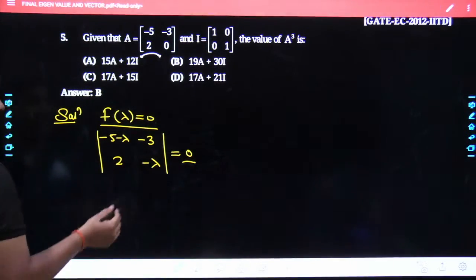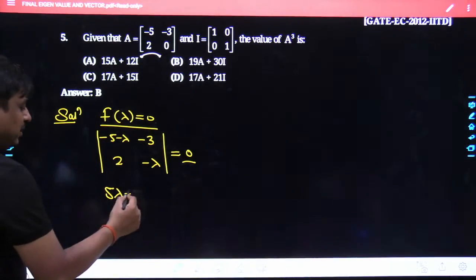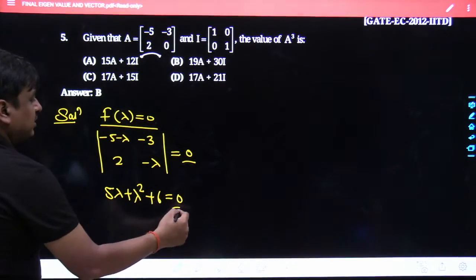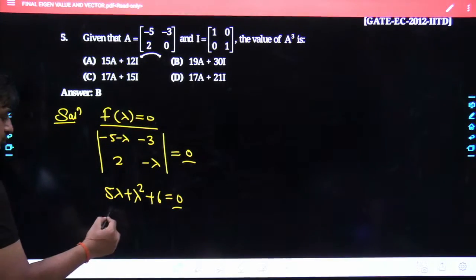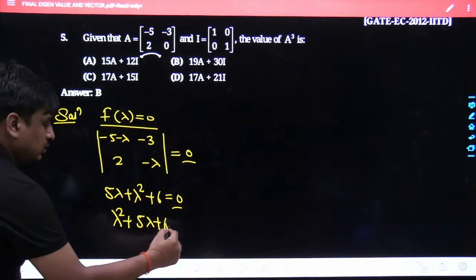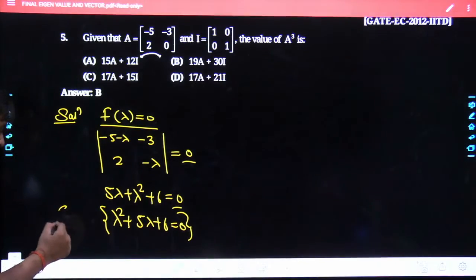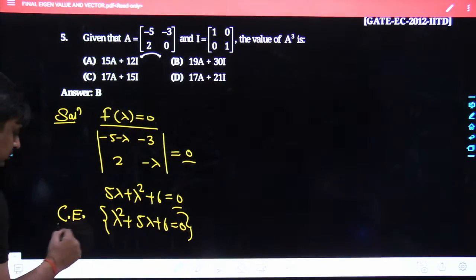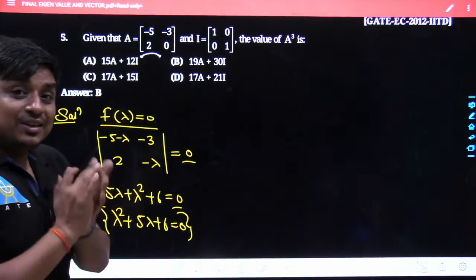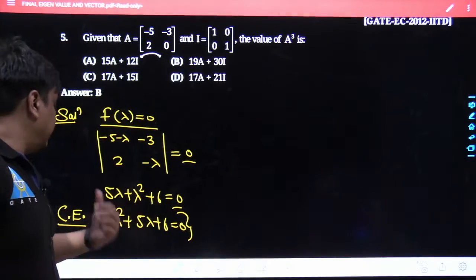Is that part clear? So what I'll do now, I'll just multiply. So here it will become 5 lambda plus lambda square, and here it becomes 6 equals 0. This is nothing but my characteristic equation. But as per the Cayley-Hamilton theorem, the same square matrix for which this is the characteristic equation is going to satisfy this equation.